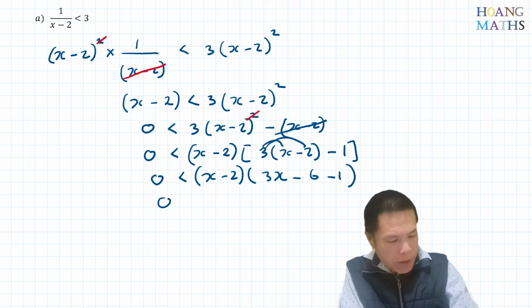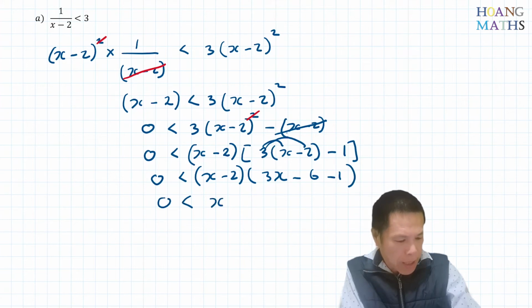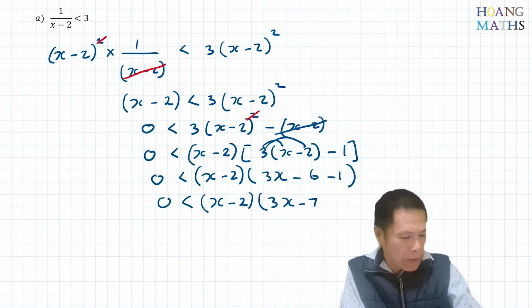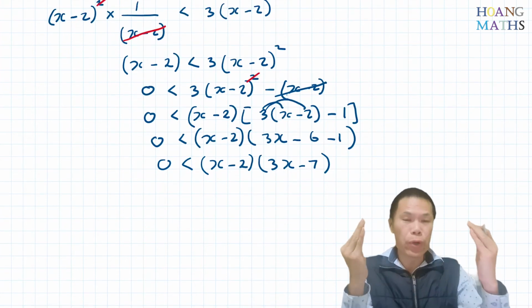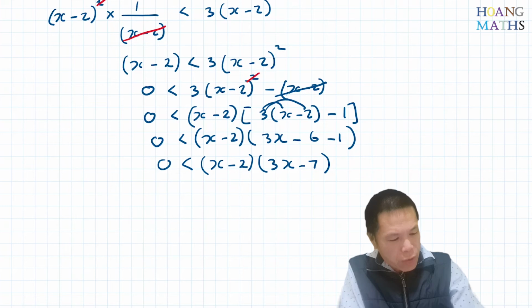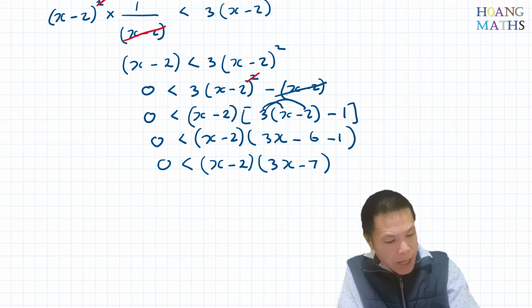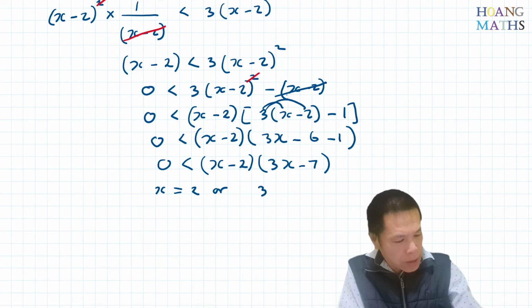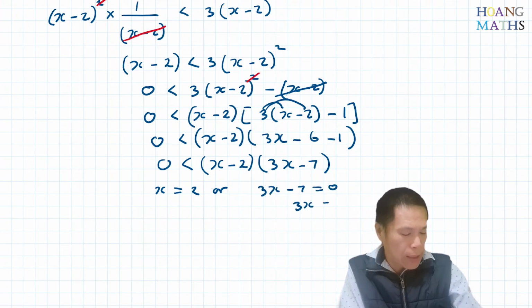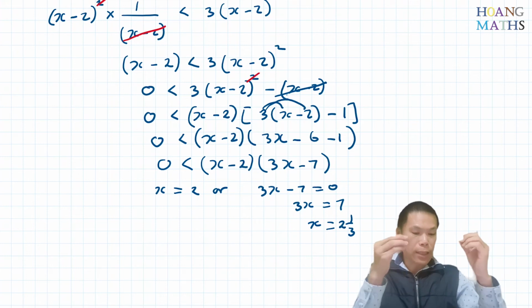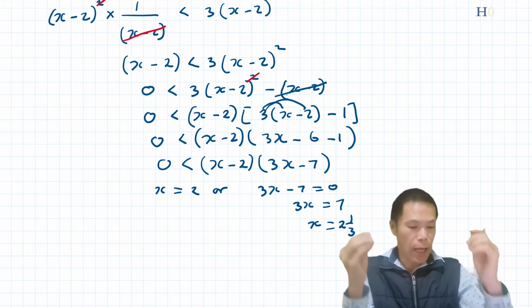And then I just simplify further. So that gives me x minus 2, 3x minus 7. Now I just do a quick sketch. To do this, we know that the x-intercept is x equal to 2, or so this one here, 3x minus 7 equals 0. So 3x is equal to 7, x equals 7 over 3, which is 2 1/3, okay? So that's just for the x-intercept.